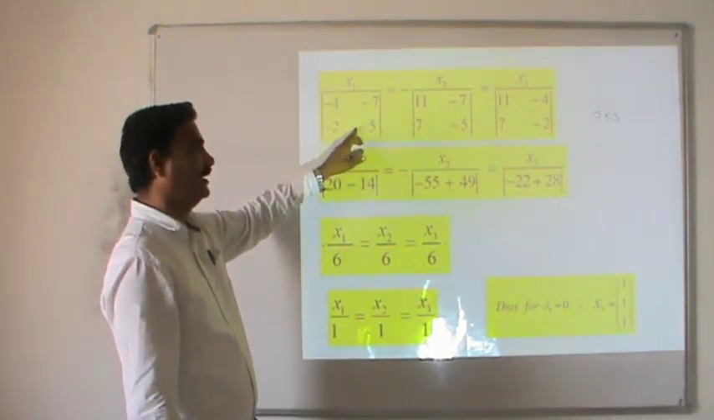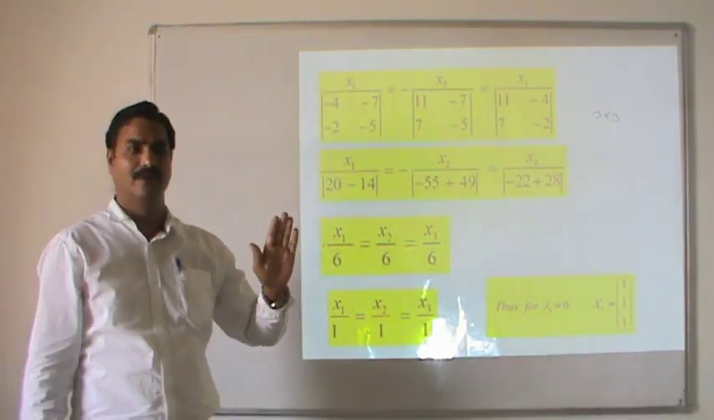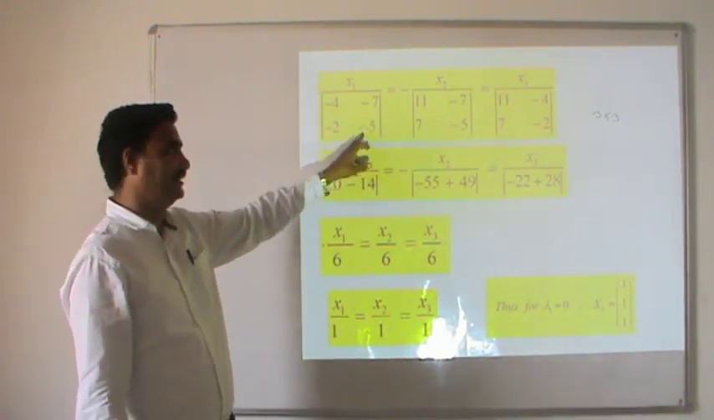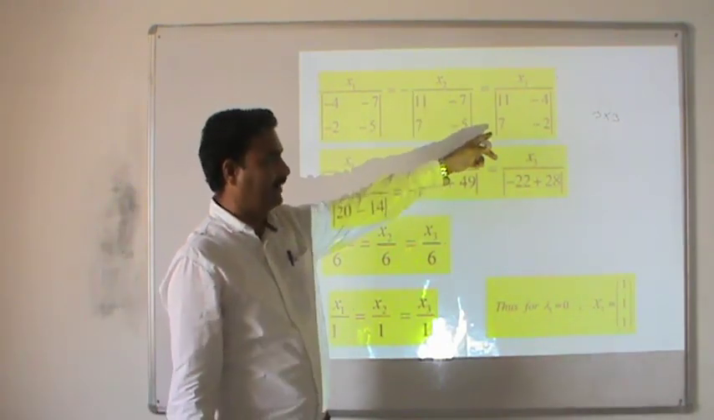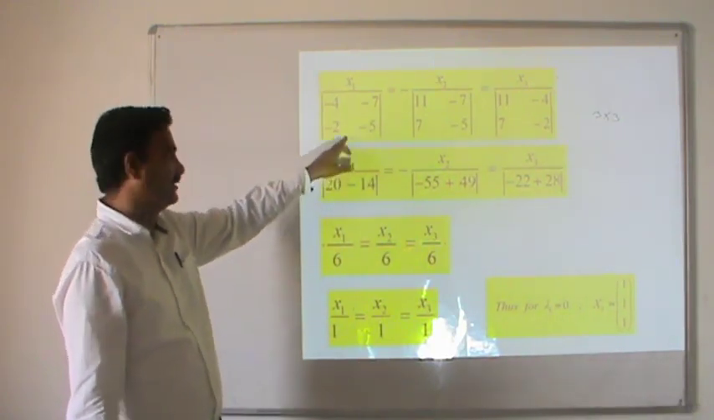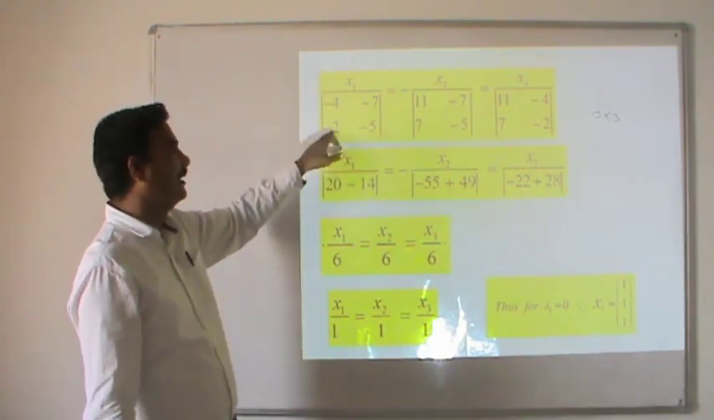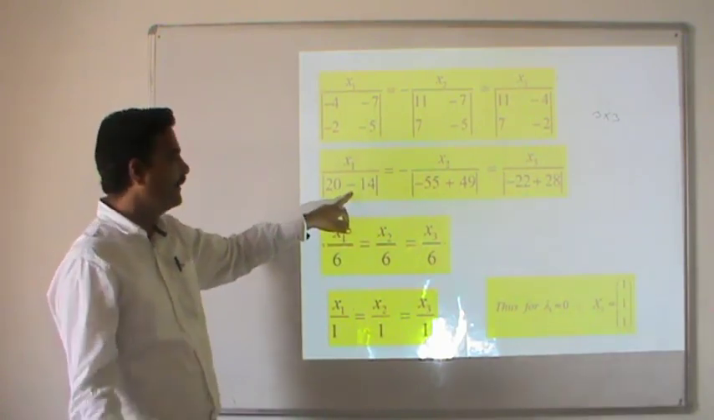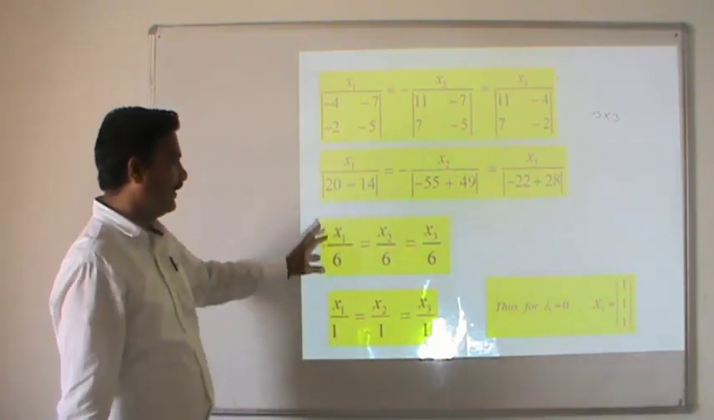X1 divided by, in order to find the value of x1, we just hide the x1 column in the two equations, and we put the remaining coefficients in this form. For x2, we have a negative sign. Again, for x3 we have a plus sign, and finally we simplify the determinants by cross multiplying, like minus 5 into minus 4 gives us plus 20, minus 2 into minus 7 gives us plus 14, but we put a negative sign between them, and similarly we simplify these two determinant values.